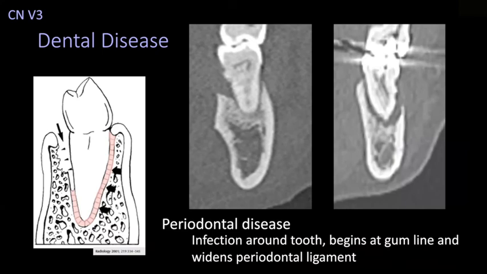We can also see periodontal disease, which is essentially gum disease. And the infection is around the tooth, beginning at the gum line and extending down the margin of the tooth, widening the periodontal ligament, which I've highlighted here in pink. On CT, you may see widening at the gum line, as in this case here, or you can see more extensive lucency surrounding the entire tooth, as you can see in this case on your right here.